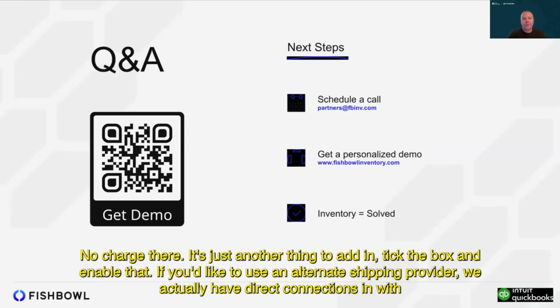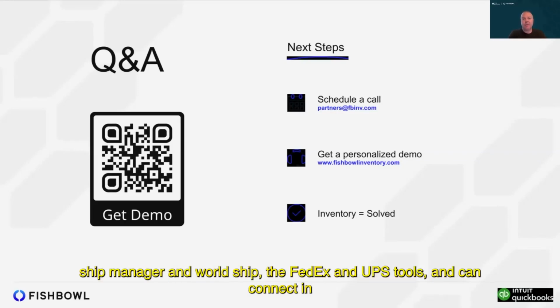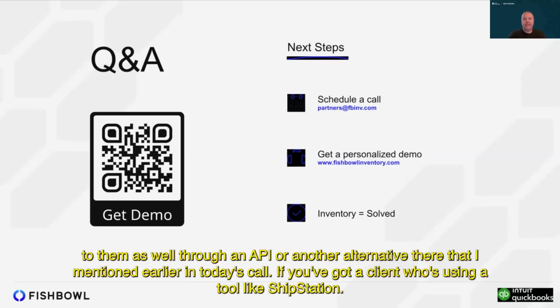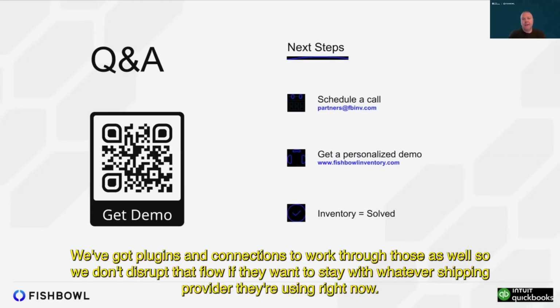If you'd like to use an alternate shipping provider, we actually have direct connections in with Ship Manager and WorldShip, the FedEx and UPS tools, and can connect to them as well through an API. Or another alternative that I mentioned earlier in today's call, if you've got a client who's using a tool like ShipStation, we've got plugins and connections to work with those as well, so we don't disrupt that flow if they want to stay with whatever shipping provider they're using right now.